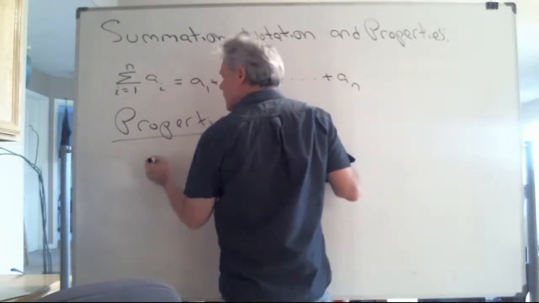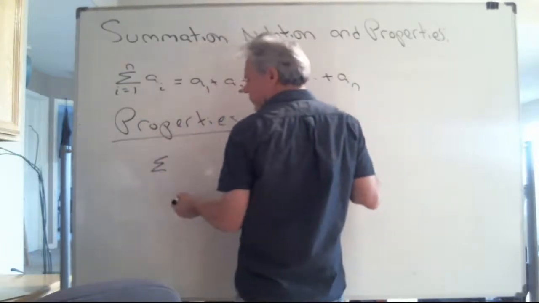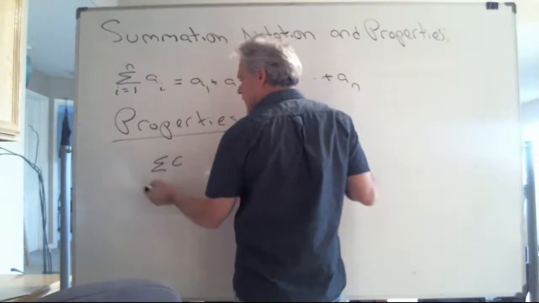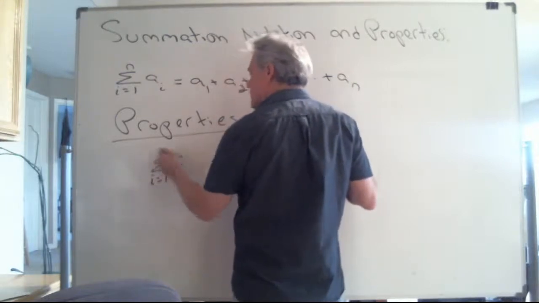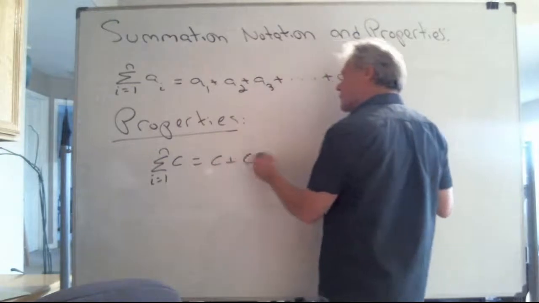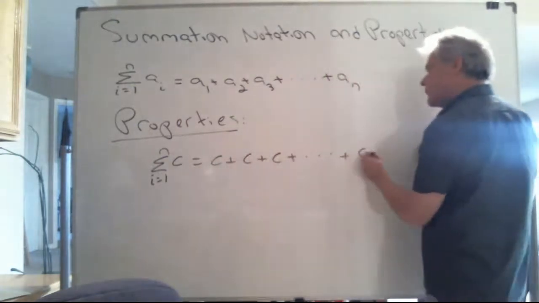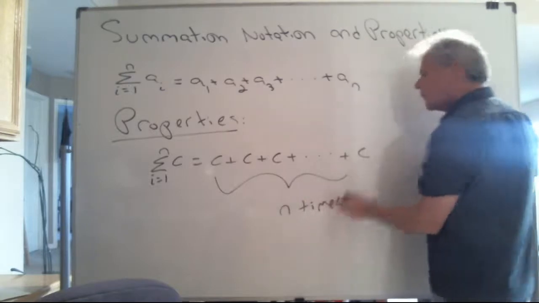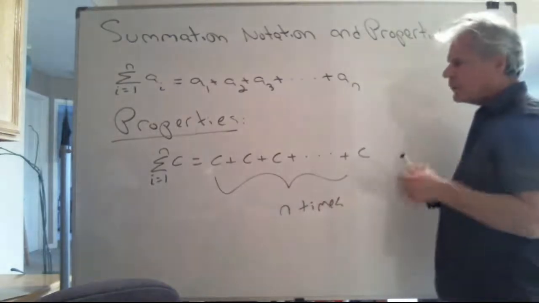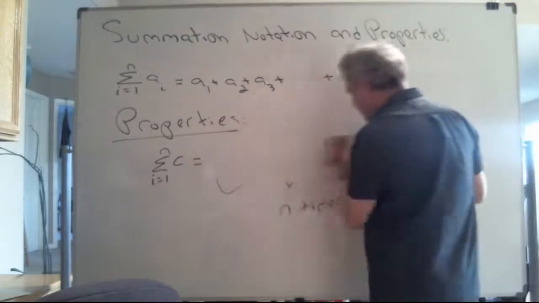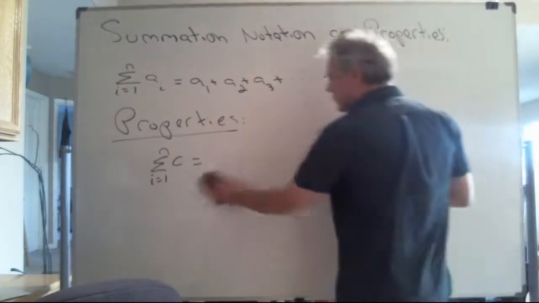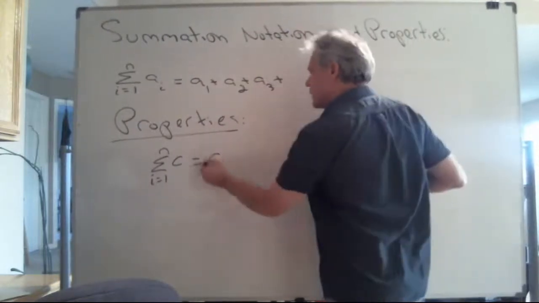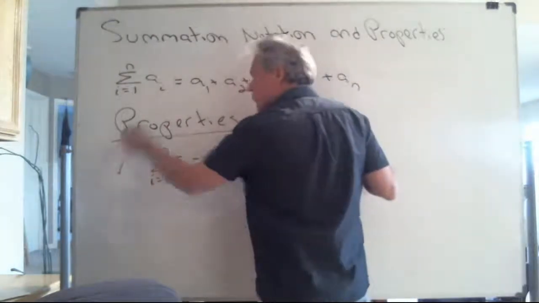Number one, if you're going to sum together maybe something like a constant added to itself n times, isn't that just this? But back in elementary school, we replaced repeated addition with multiplication by natural numbers. So isn't this just simply c times n? There's one property I need.